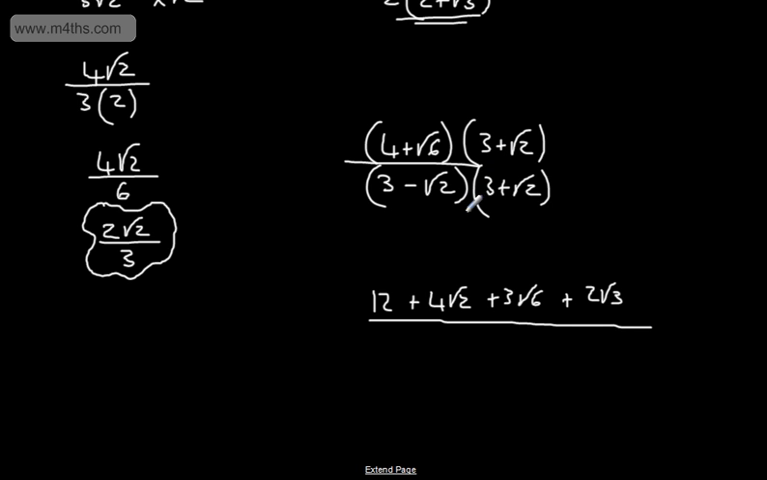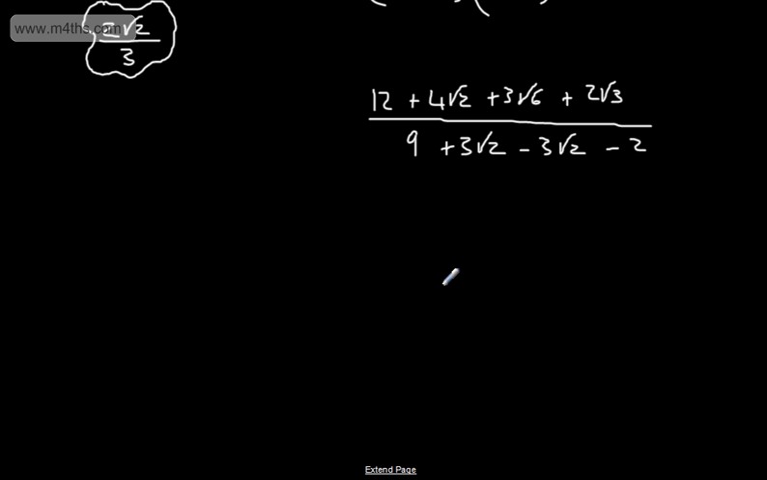Let's now look at this one right here. 3 times by 3 is going to give me 9. Then we're going to get plus 3 root 2 minus 3 root 2, and we will see that these will cancel, minus now, and we're going to have root 2 times by root 2, which is 2, and we can just go ahead and tidy this up. So it's still going to look a little messy, so we got 12 plus 4 root 2 plus 3 root 6, and then we got plus 2 root 3, all over now 9 minus 2, which is 7.